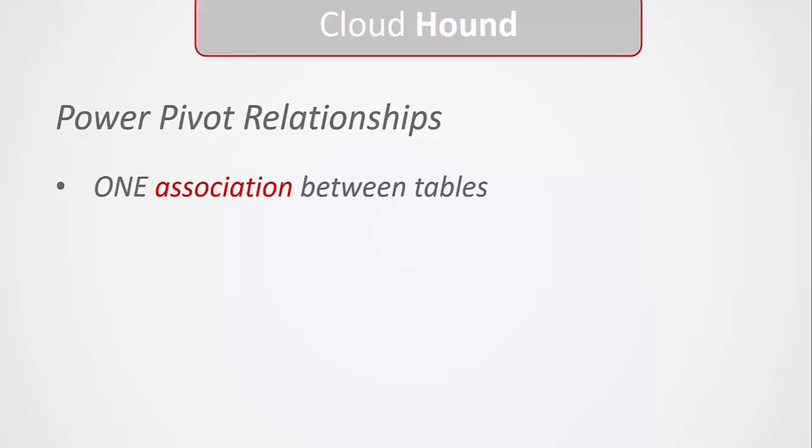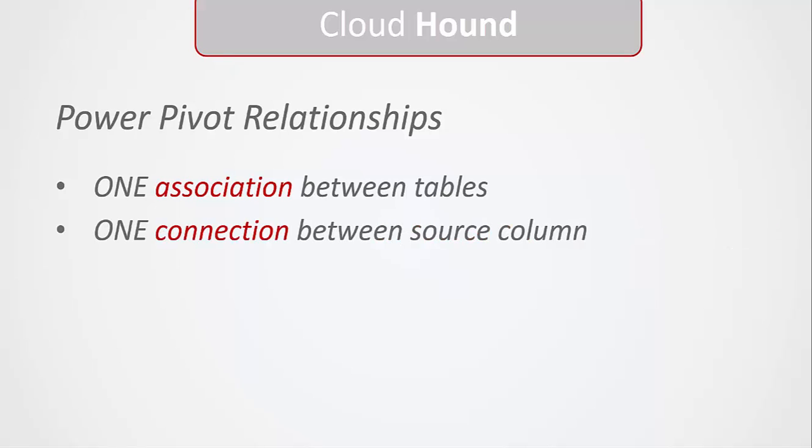The next rule is one relationship for a source column. What does that mean? If I have a source table listing company names and another table listing company names, I cannot create a relationship with a second table listing company names. Let me rephrase that. The source table column can have only one relationship with the second table.